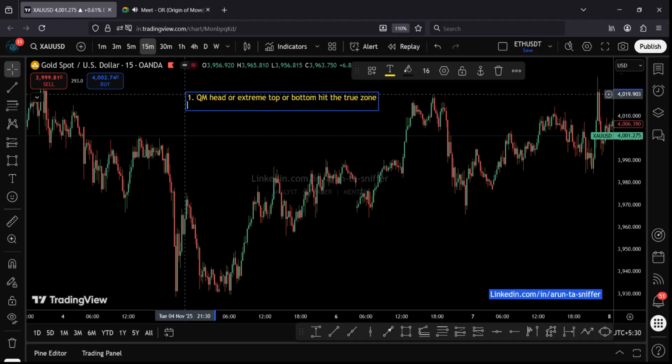Second is, on candlestick we have an engulfing pattern on HTF, means higher time frame, right? We should have an engulfing pattern on HTF. Any other question? No.